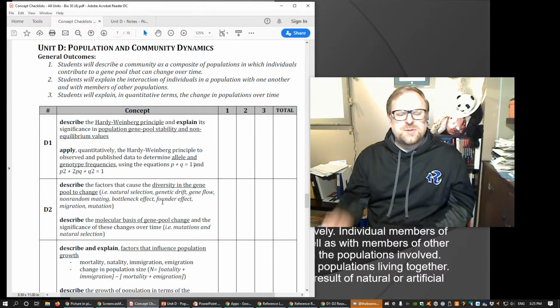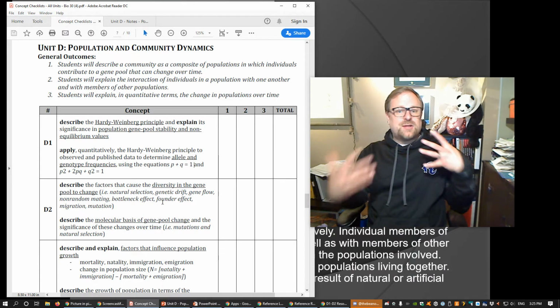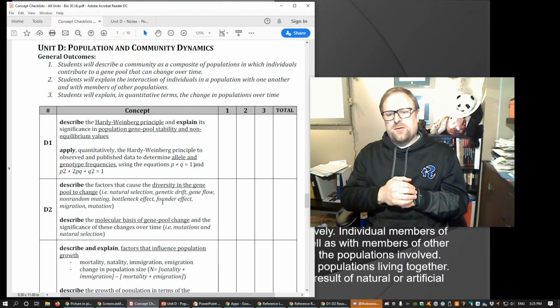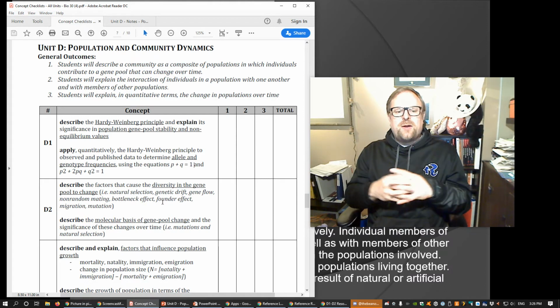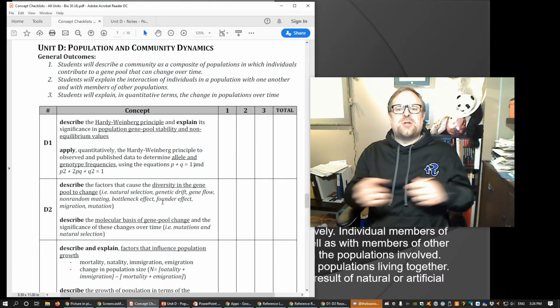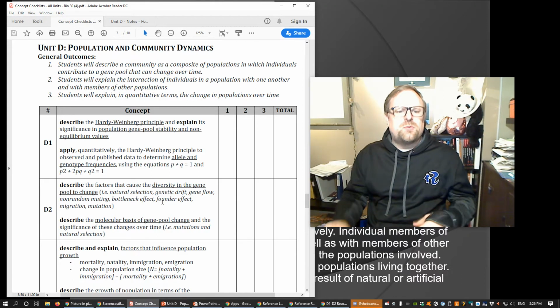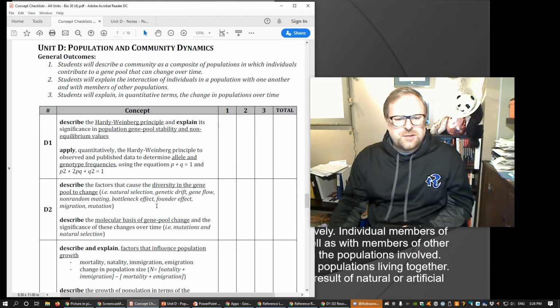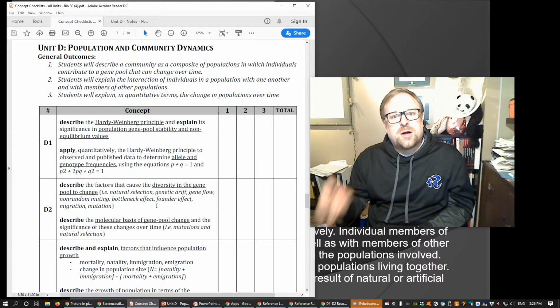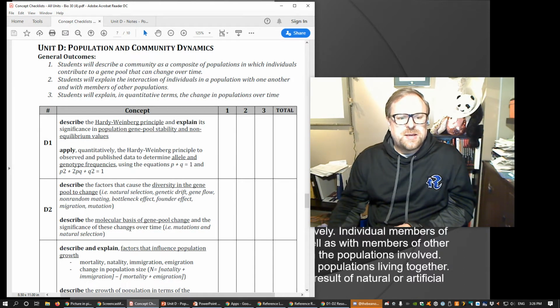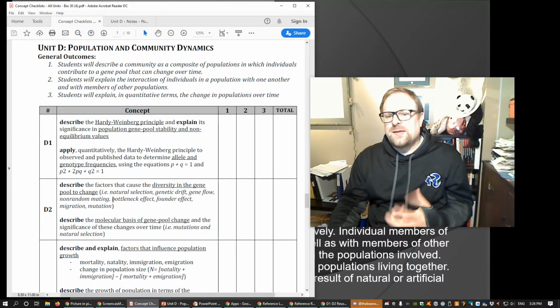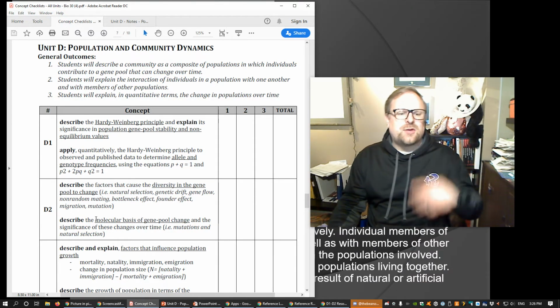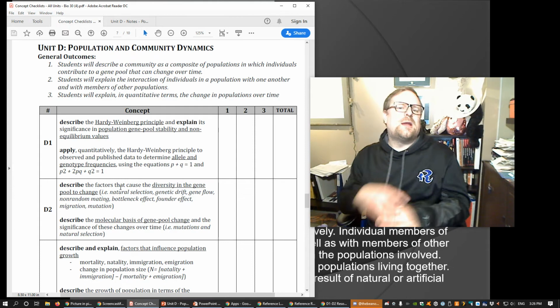And then D2 is going to be looking at, okay, well, if things aren't being met according to Hardy-Weinberg, then what can lead to the change in the diversity in a gene pool, or the stability of a gene pool? So we're going to look at what could cause a gene pool to change. And that's basically what D2 is. And we're going to be looking at natural selection, genetic drift, gene flow, non-random mating, all of that kind of stuff.